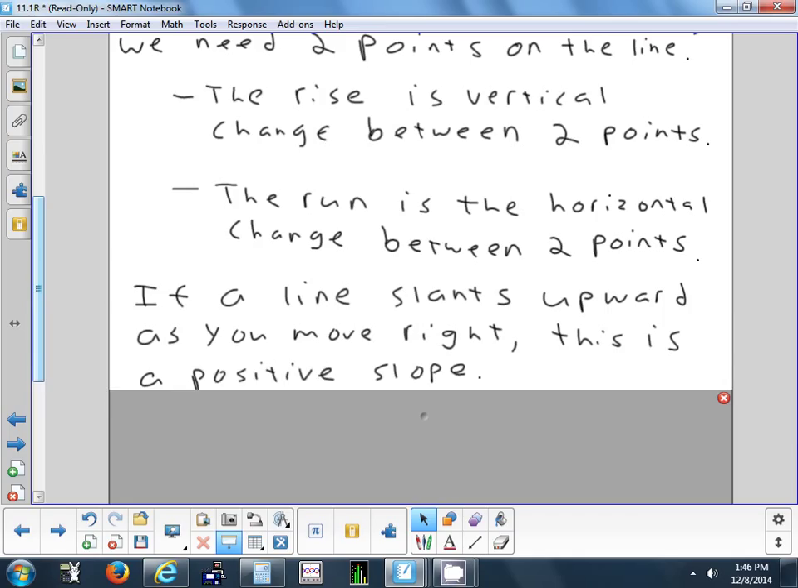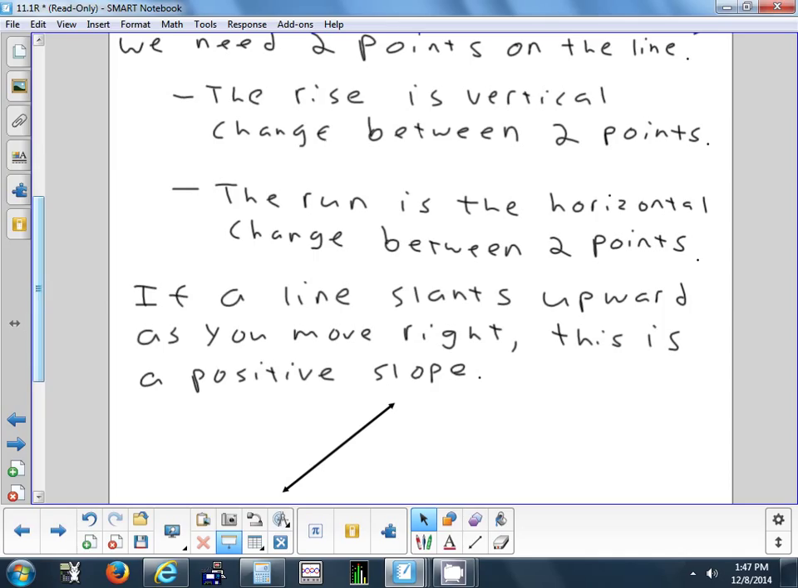Lines can have different kinds of slopes. There's really 4 basic types we're going to look at: positive slope, negative slope, one that's horizontal and one that's vertical. A positive slope, what does that look like? It looks just like that. If a line slants upward as you go to the right, that's a positive slope.